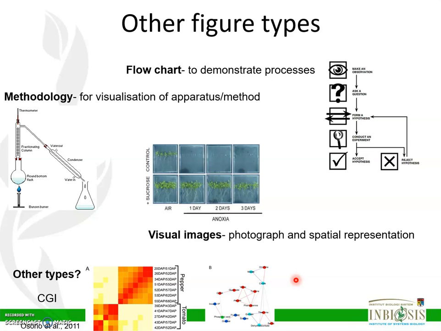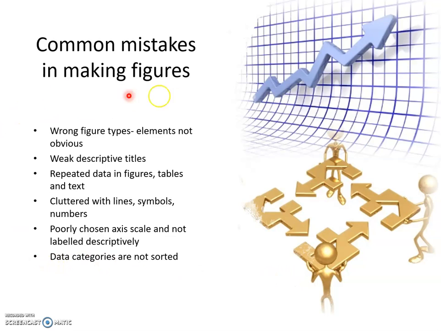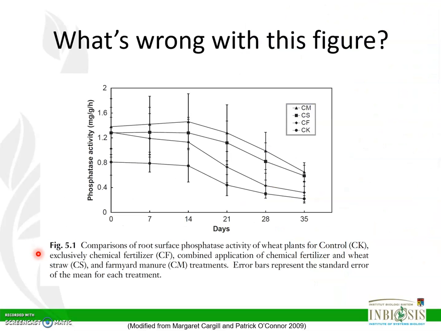There are also common mistakes in making figures, as listed here. These include wrong figure types, such that the most important elements for answering a particular research question are not obvious. There are also problems with weak descriptive titles, repeated data in several forms of figures and tables, as well as cluttered lines, symbols and numbers. Poorly chosen axis scale and improperly labeled and sorted categories are also reasons why readers find it difficult to understand your figure. As an exercise, please have a close look at this figure for a minute.